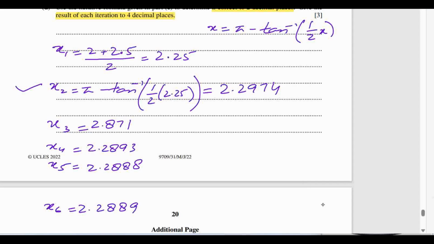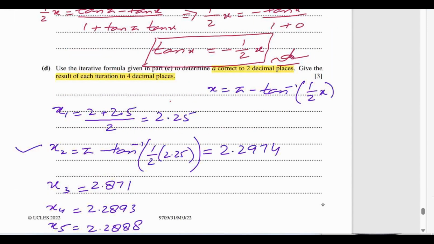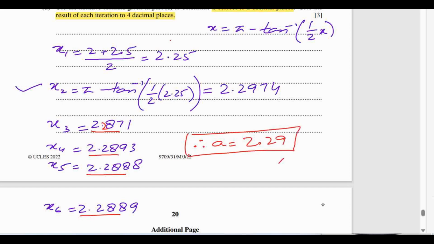Now here we can see that in the question it is given that we have to correct it to 2 decimal places. From here we can see that where repeated numbers start to come, we have to stop. Basically here this will be 2.29, 2.29, 2.29 and 2.29. So the final answer will be 2.29. I hope the concept is clear.